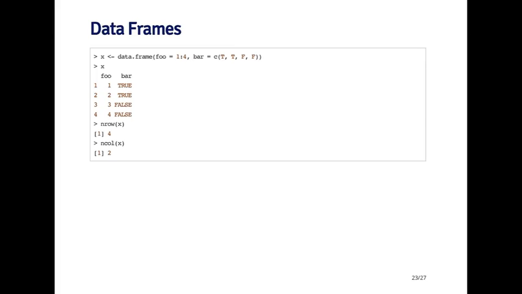So when I auto print the data frame out, you'll see it prints out the 2 columns, and the row names, since I didn't specify any special row names, just default to 1, 2, 3, 4 because there are 4 rows. And then when I call the nrow function on x, I see that there are 4 rows, and the ncol function shows me that there are 2 columns.